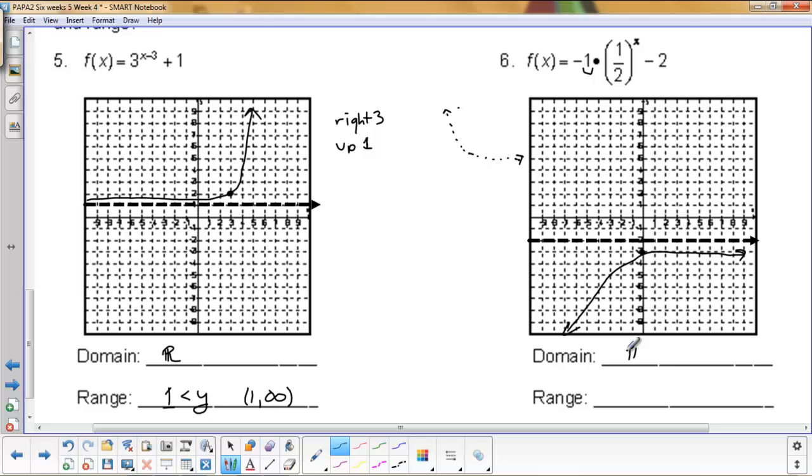Alright, the domain has not changed, all real numbers. The range has drastically changed. We begin at -infinity and we go to -2. Notice how that's switched. Always start with the smallest value first. And if you're in set notation, that's going to be y is less than -2.